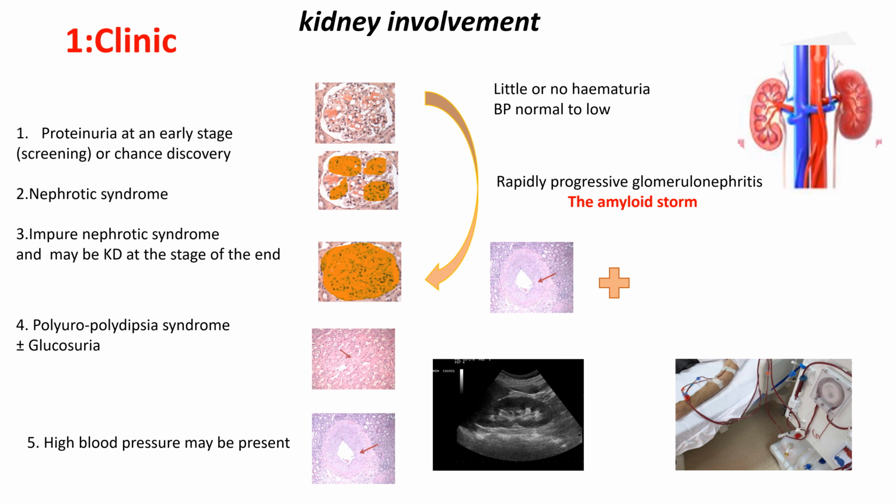Another symptomatology is the interstitial involvement with polydipsia syndrome associated with glucosuria. High blood pressure may be present with vascular involvement that may be associated with AA amyloidosis, but also with AL amyloidosis and cystatin C amyloidosis, which is evocative.